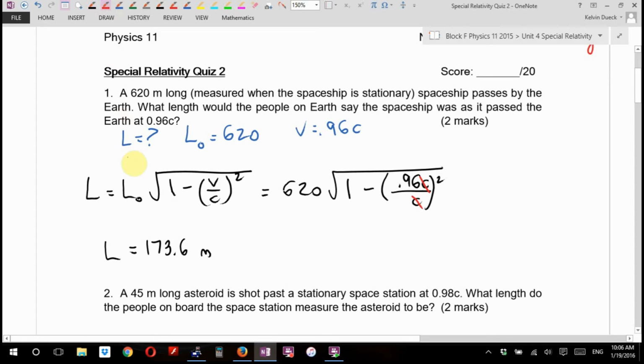Okay. If you got that, 2 out of 2. Otherwise, I would probably go half mark for the equation, 1 mark for the numbers, half mark for the answer. And it'll probably be that way for most of the rest of this quiz.